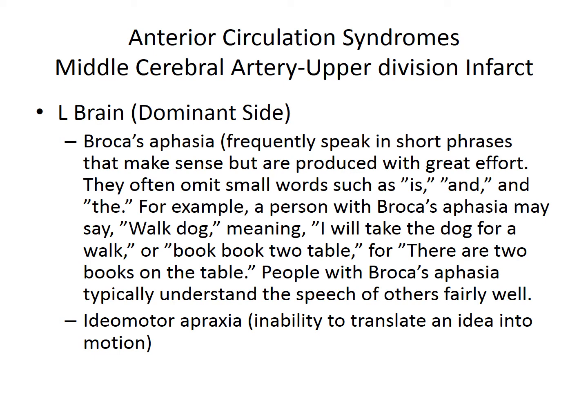For example, a person with Broca's aphasia may say "walk dog," meaning "I will take the dog for a walk," or "book to table" for "there are 2 books on the table." So people with Broca's aphasia typically understand the speech of others fairly well. We would also, with the left brain dominant side, expect to see ideomotor apraxia, and this is the inability to translate an idea into actual motion. So they know what they're supposed to do, they're just unable to actually physically do it for you.